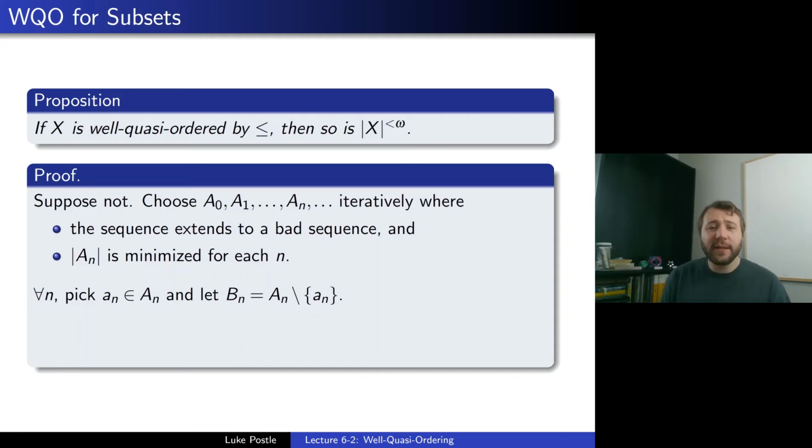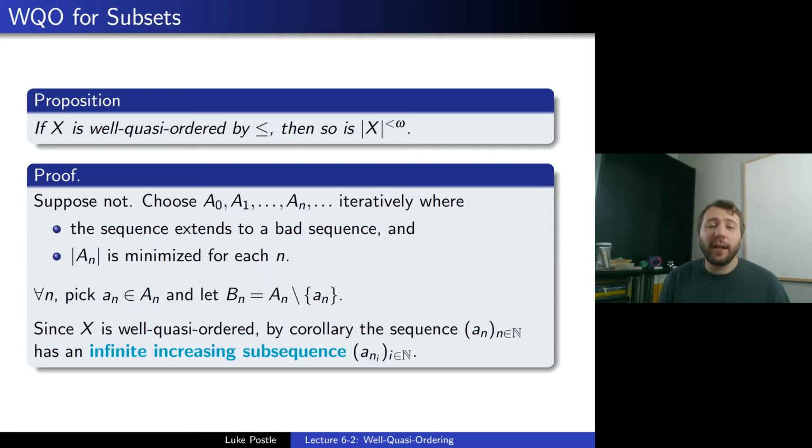All right, so now let's think through this. What do we know? We've picked out one element from each set. Since X is well-quasi-ordered, by our corollary earlier, not only do you get good pairs, you get infinite increasing subsequences. Again, we didn't prove that, but we'll just use it. So these a_n, these elements we pick out of our bad sequence, there must be not only a good pair among them, but an infinite increasing subsequence. We'll call that a_{n_i}.